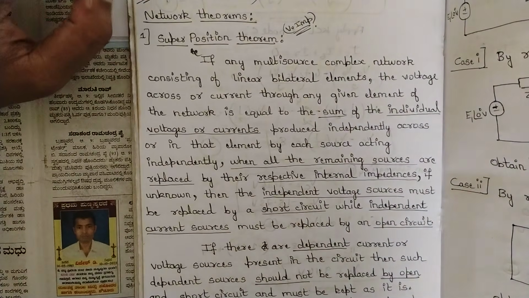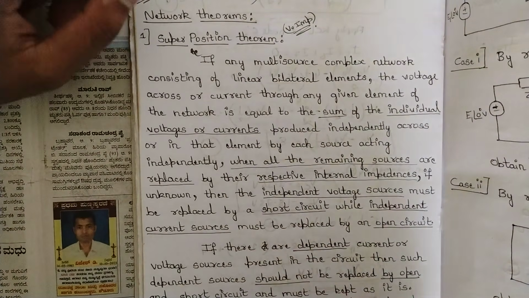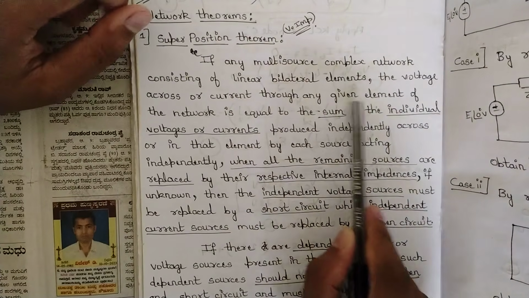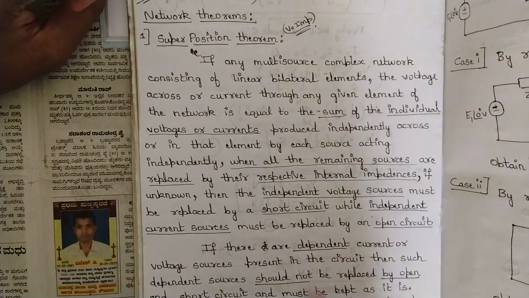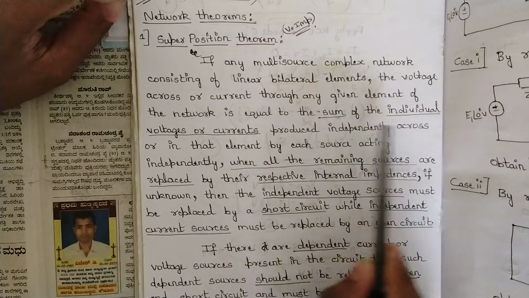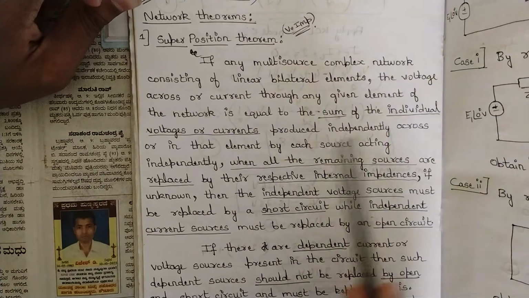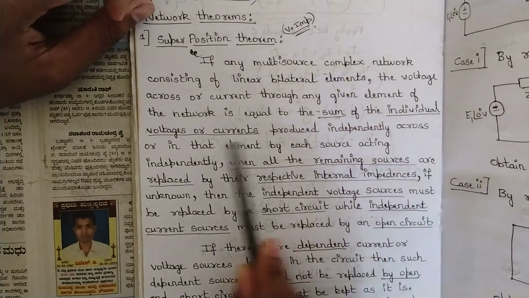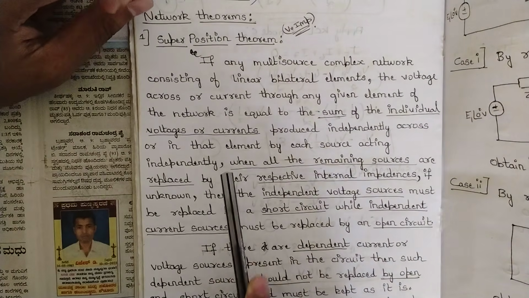that is, a complex network consisting of linear bilateral elements, so you can consider resistors, current sources, voltage sources, anything, the voltage across or current through any given impedance or resistance is equal to the sum of the individual voltages or currents. Keep this statement in mind, I'm going to explain it later. Produced independently across or in that element by each source acting independently.